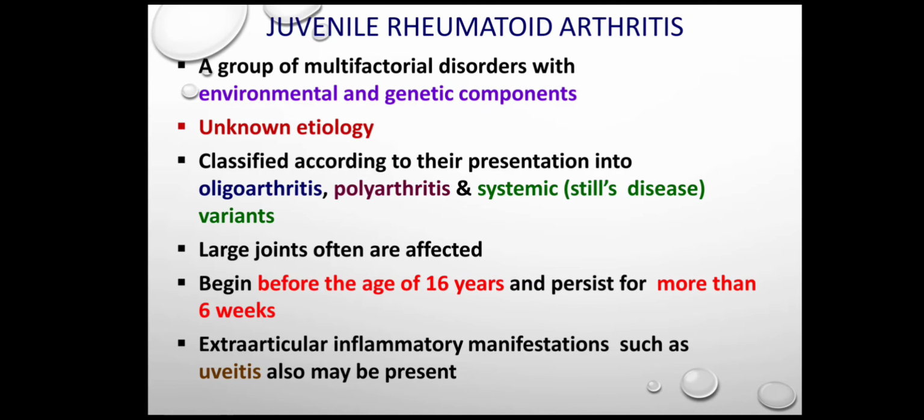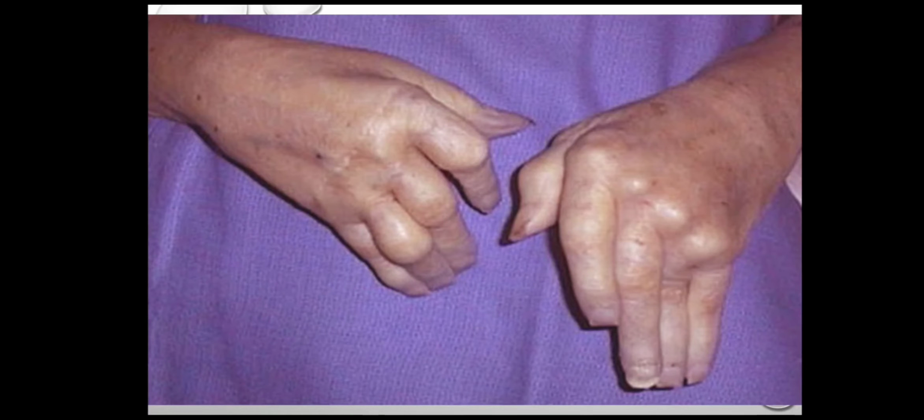Extra-articular inflammatory manifestations such as uveitis may be present. So you have to remember the age of onset. The extra-articular inflammatory manifestation is uveitis, and it has a full range of joint involvement, starting with oligoarthritis or polyarthritis and systemic variants. So this is a case seen in a young patient, the rheumatoid arthritis leading to joint deformities at a very young age.